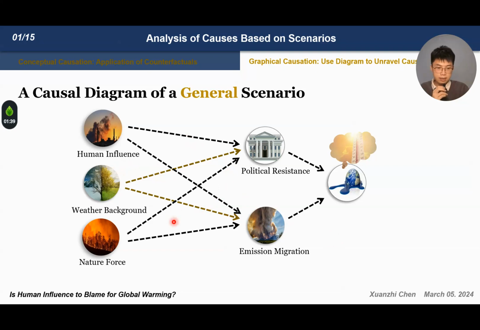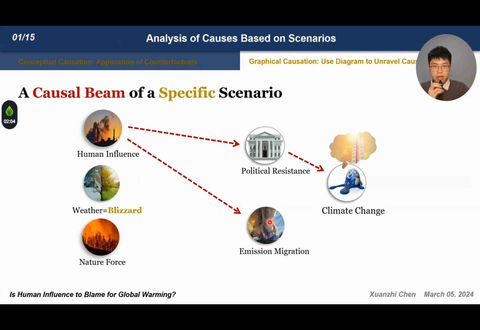So now, what if I set the weather background as blizzard? If you think of it, when we are in a cold environment, the natural force represented as mega fire is less likely to happen, right? That means the causal link stemming from the natural force would be pretty weak. So let's just remove these edges. Okay, so we got another causal diagram, what we call slimming down the causal diagram by removing those edges for a specific scenario.